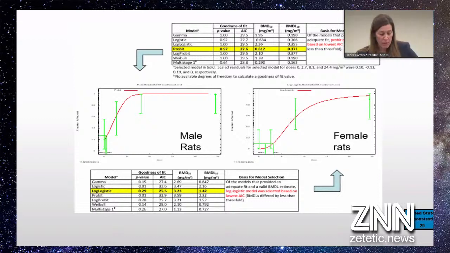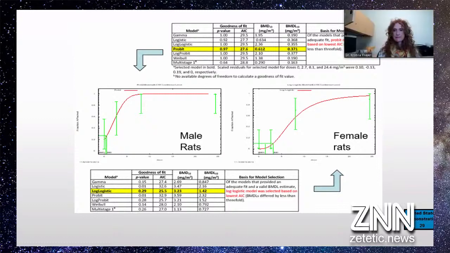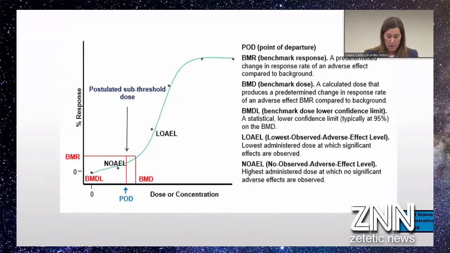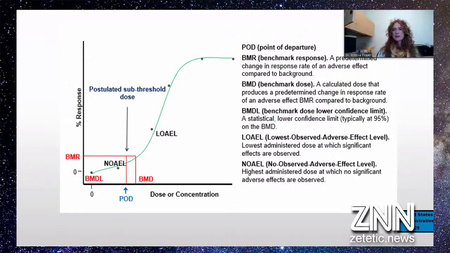Now, Dr. Thayer, can you explain for the court what is a NOAEL? Should we go back to that schematic? Oh yeah, if we can go back to US demonstrative number 28, please. Oh, there it is. So it's the highest administered dose at which no significant adverse effects are observed.